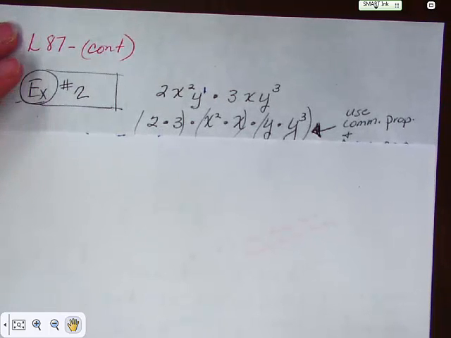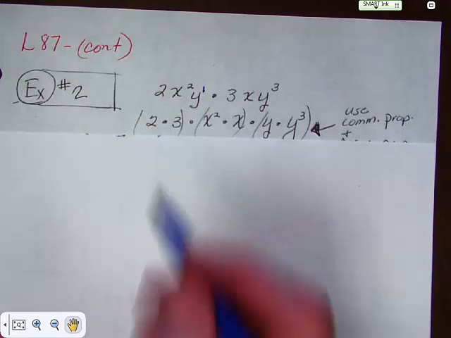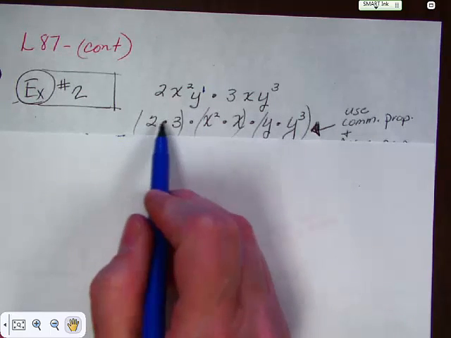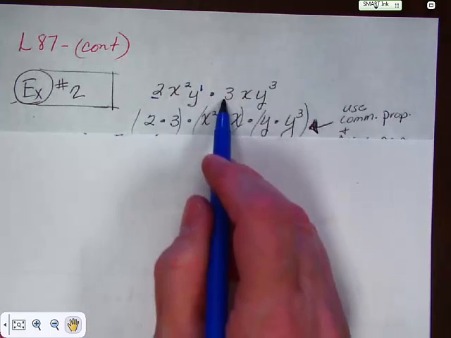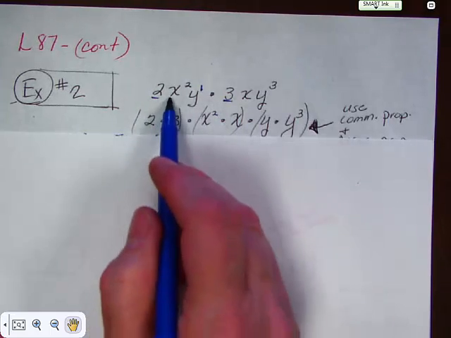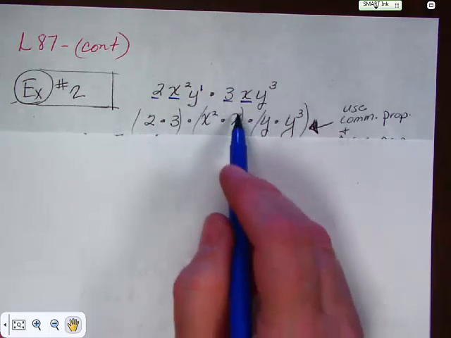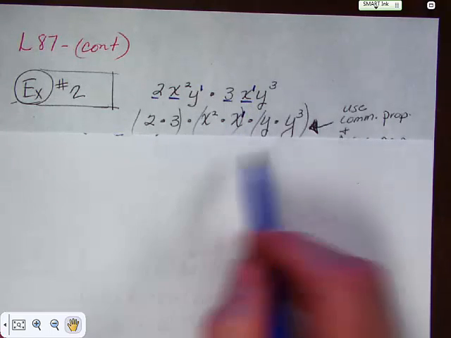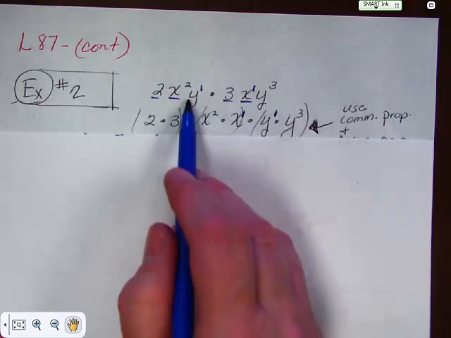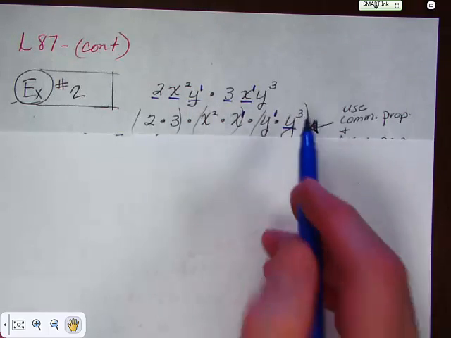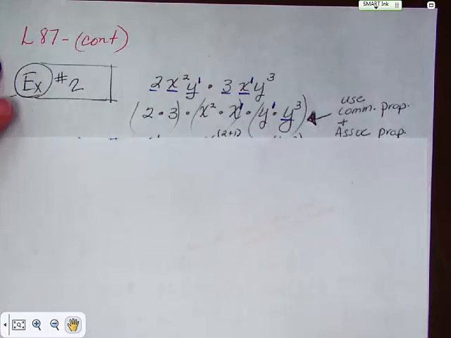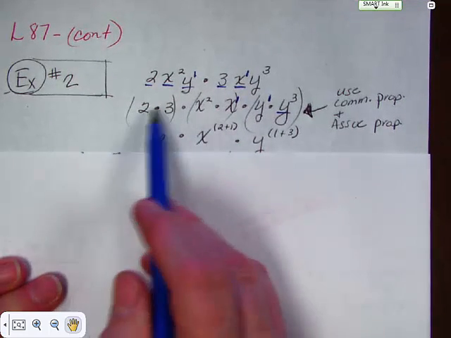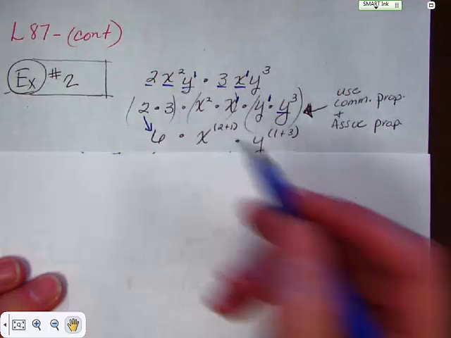Now again, we're going to use the commutative property because we can break all of this up because it's all multiplication. So we have 2 times 3, here's your 2, here's your 3. We have x to the second times x to the first, okay, that's actually a 1. And then we have y to the first times y to the third. Using the commutative property and associative property, here we go again. We have 2 times 3, which is, of course, 6.